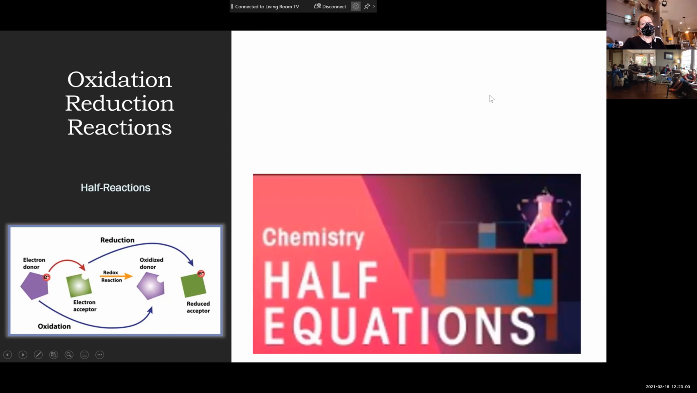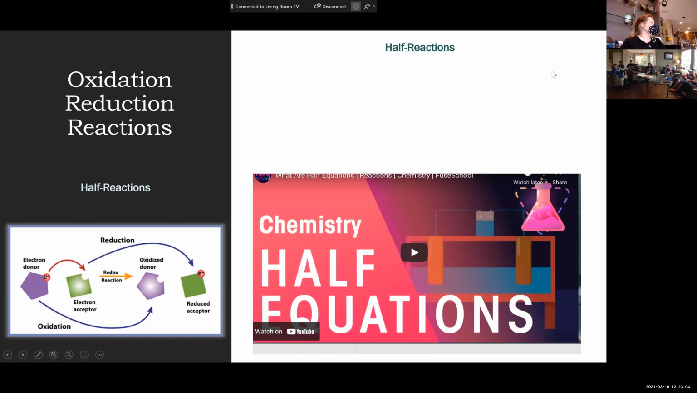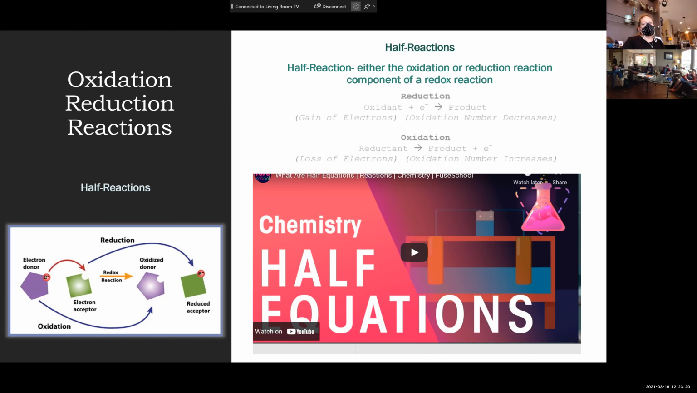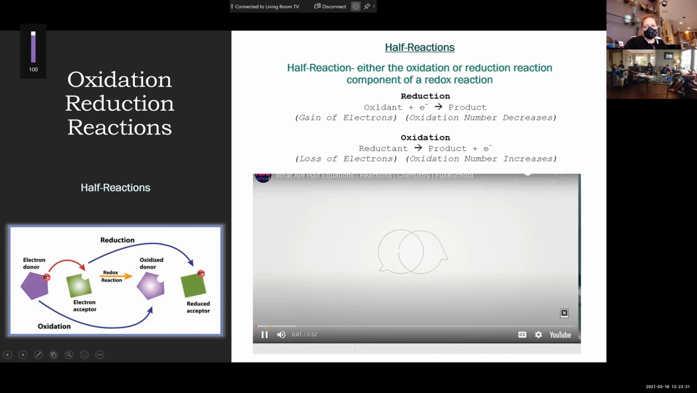So this is half equations. Y'all saw the bit about half equations, I mean, half reactions. Was it clear, or was it kind of like, what in the world am I looking at? Basically your half reaction is either the oxidation or the reduction component. It's easier to pull them out and work them separately as a half reaction. So you would do the reduction part and the oxidation part separately. And this is a quick little video showing how to do it.